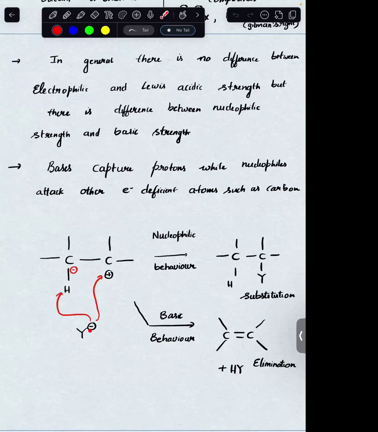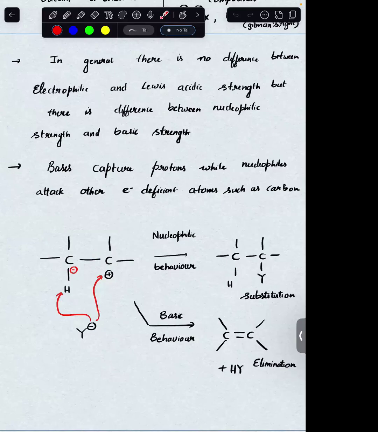If this negatively charged species is attacking this particular electron deficient carbon, in that case we call it a nucleophile. It is going and donating its electron pair into the vacant orbital of this carbon. Initially, the carbon is sp2 hybridized, so this negative charge is donated into the pure p orbital. Once it forms the bond, the hybridization of the carbon changes from sp2 to sp3.